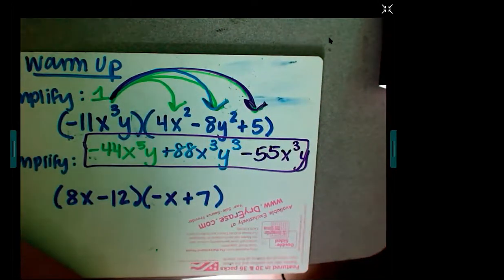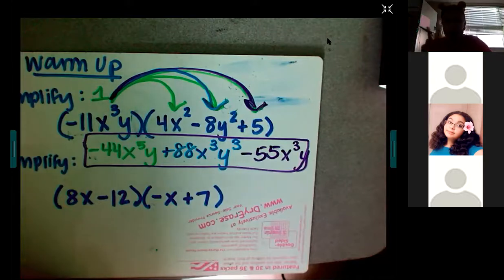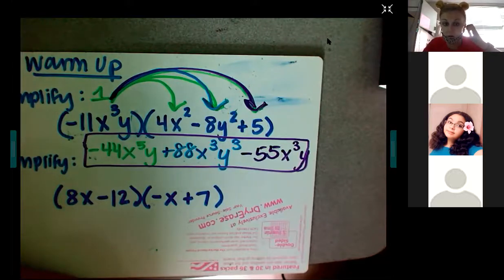Please, please, please check how many things you're multiplying by. If it is 1 term, that's a monomial, you can just distribute. You don't need to do FOIL or box. It won't work if you did FOIL or box. You'll do something wrong because you'll end up multiplying it twice. Okay?